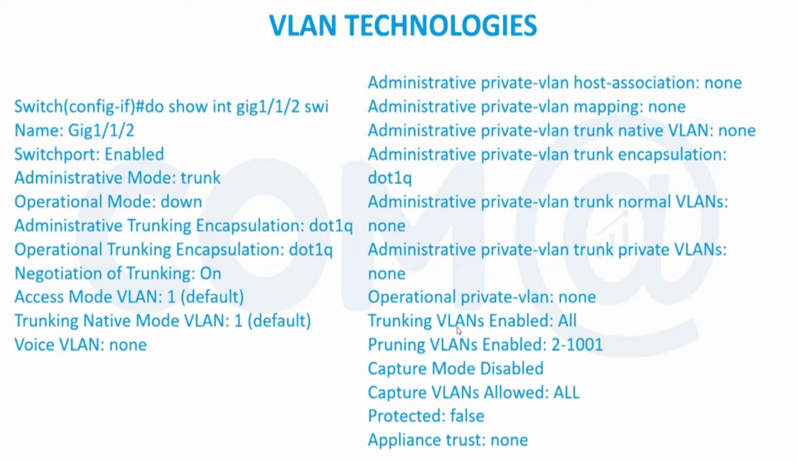As such, the trunk port itself is not working as of now. So we have to get into the interface and enable the commands. Here, show interface gig 1/1/2. I could see the parameters or attributes of the particular port. So this is the command output.